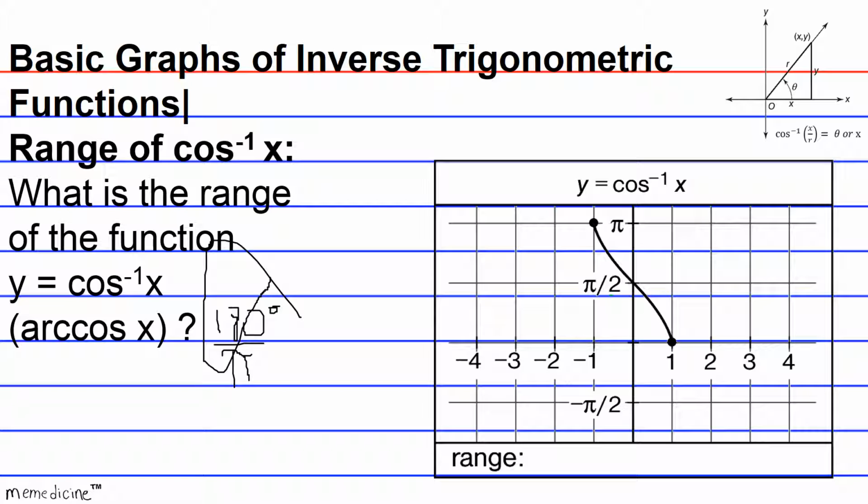All right. So the range again is going to be from 0 to pi radians inclusive. When I say inclusive, I mean including 0 and pi. That's why the circles are bolded in and they're not empty, okay?